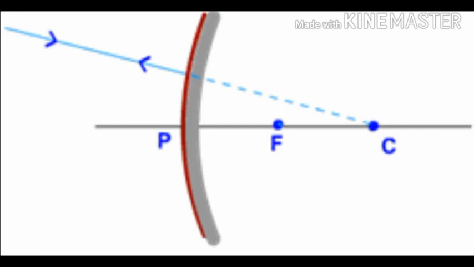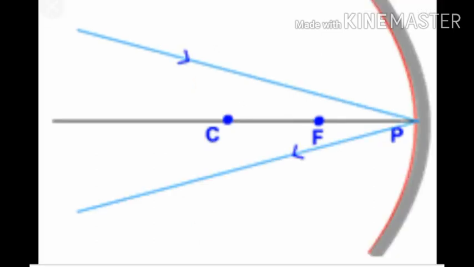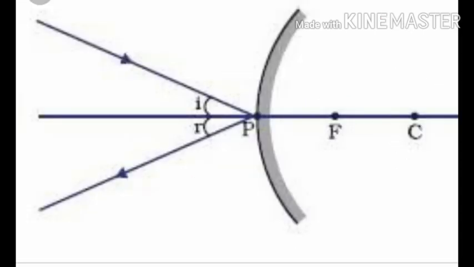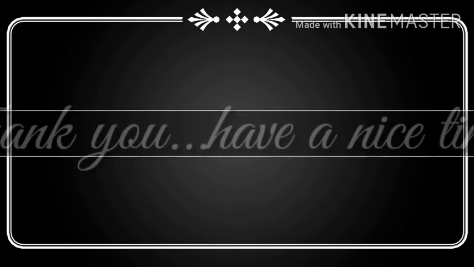Then rule number 4: if the light ray strikes at the pole, for both the concave and convex mirror, the light ray bounces back or reflects back by making equal angle with the principal axis. That is, whatever angle is made between the incident light ray and the principal axis, the reflected ray also makes the same angle with the principal axis. These are the 4 conditions or 4 rules for the spherical mirror in order to obtain the image.